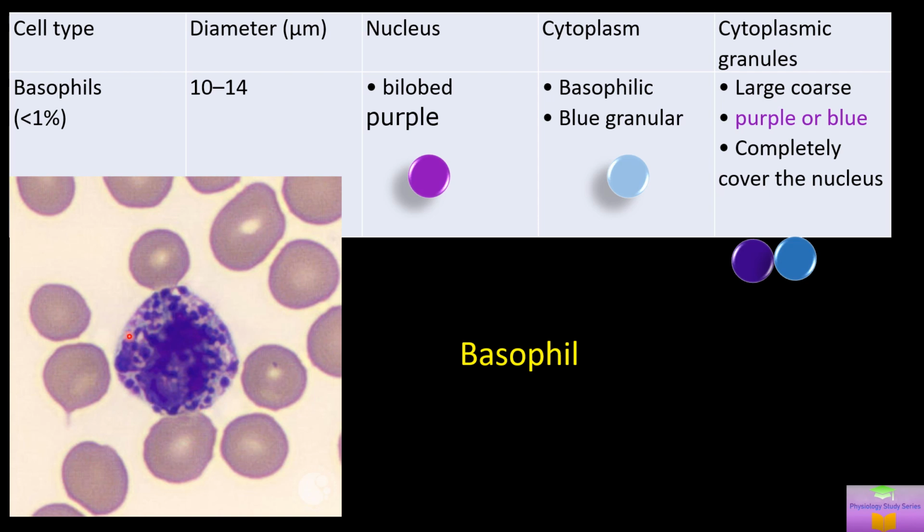The size of a basophil is 1.5 to 2 times the size of a surrounding RBC, similar to the size of eosinophils and neutrophils. The proportion of basophils in a DLC is less than 1%. The diameter of a basophil is 10 to 14 micrometers, similar to eosinophil and neutrophil.